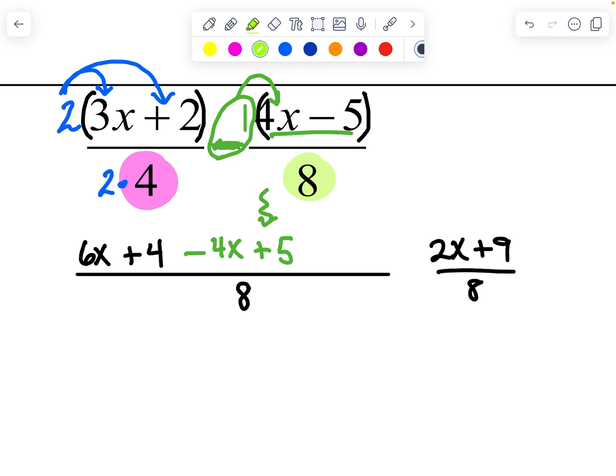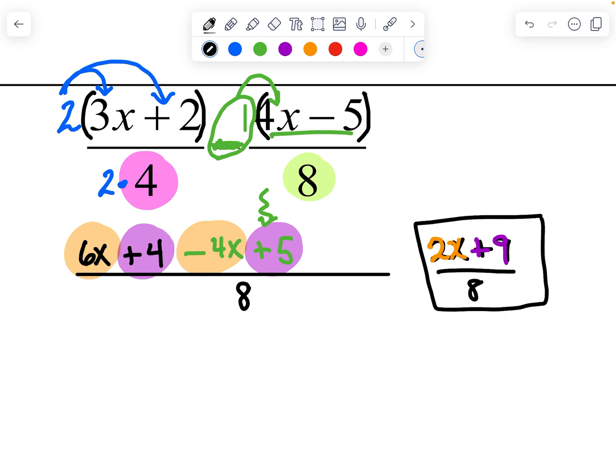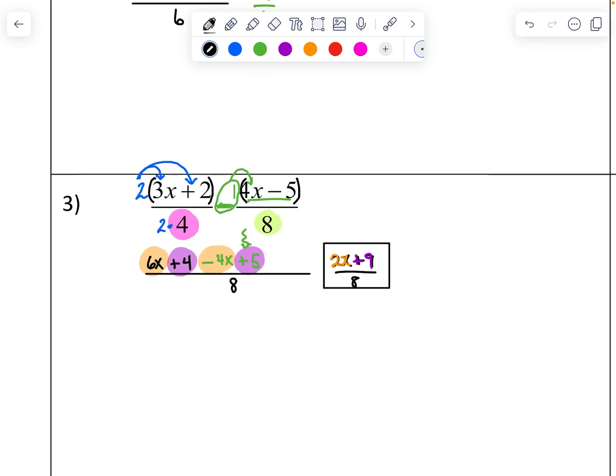So if you got lost on that, if I went through that too fast, think about this. 6x minus 4x is 2x. And 4 and 5 are 9. And so that entire thing is your answer. Okay, that was fun. Let's do this one.